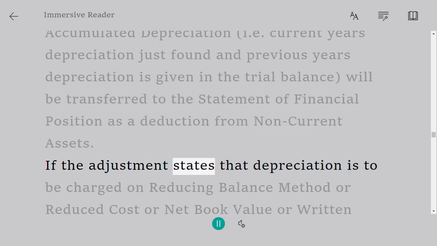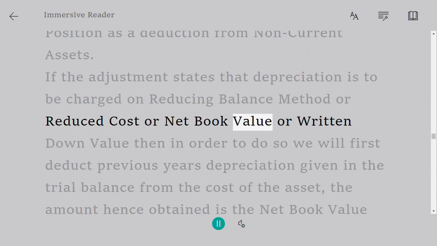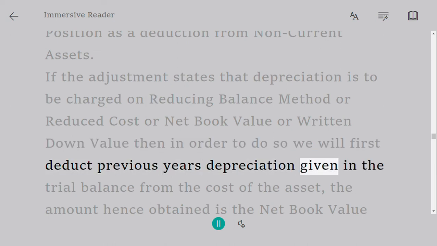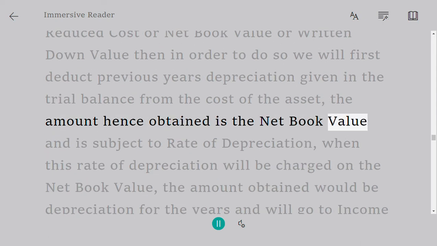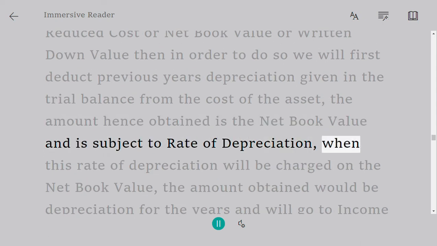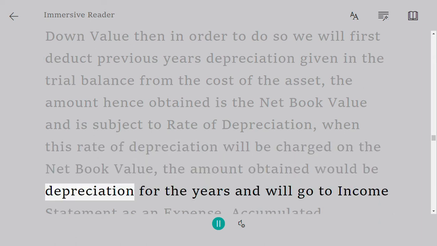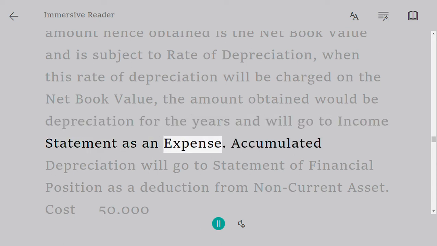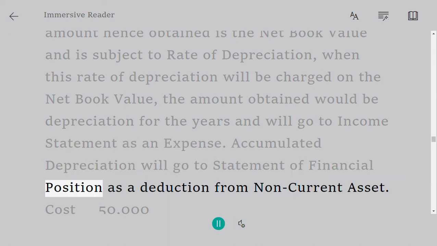If the adjustment states that depreciation is to be charged on reducing balance method or reduced cost or net book value or written down value, then we will first deduct previous year's depreciation given in the trial balance from the cost of the asset. The amount hence obtained is the net book value and is subject to rate of depreciation. When this rate of depreciation is charged on the net book value, the amount obtained would be depreciation for the year and will go to income statement as an expense. Accumulated depreciation will go to statement of financial position as a deduction from non-current asset.